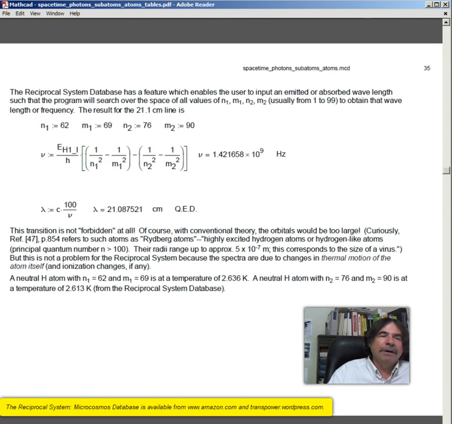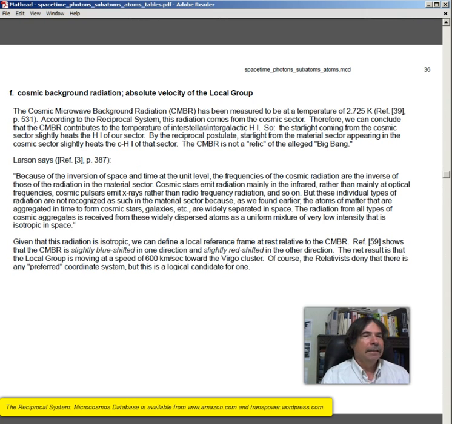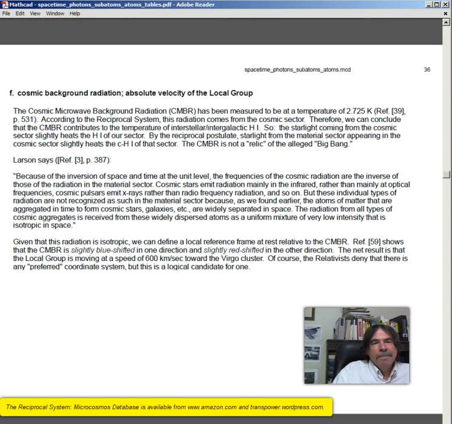A neutral hydrogen atom with n sub 1 equals 62 and m sub 1 equals 69 is at a temperature of 2.636 Kelvin. A neutral H atom with n sub 2 equals 76 and m sub 2 equals 90 is at a temperature of 2.613 Kelvin from the reciprocal system database. Section F, Cosmic Background Radiation, Absolute Velocity of the Local Group. The cosmic microwave background radiation, CMBR, has been measured to be at a temperature of 2.725 Kelvin, reference 39, page 531.